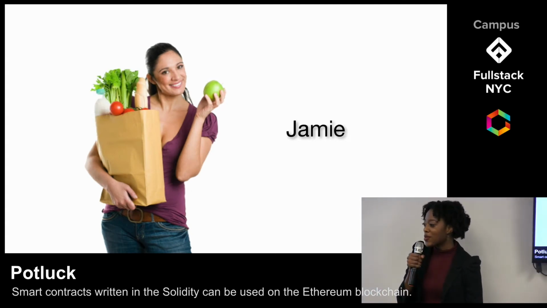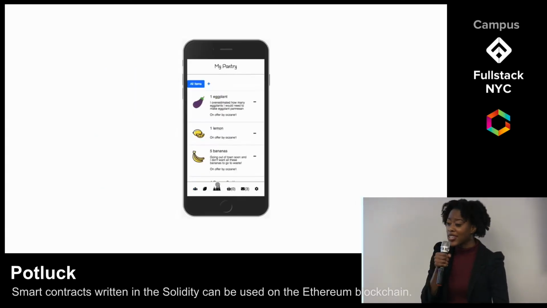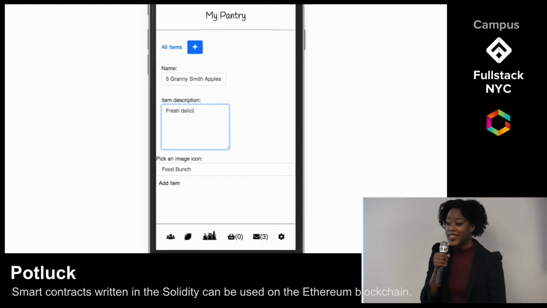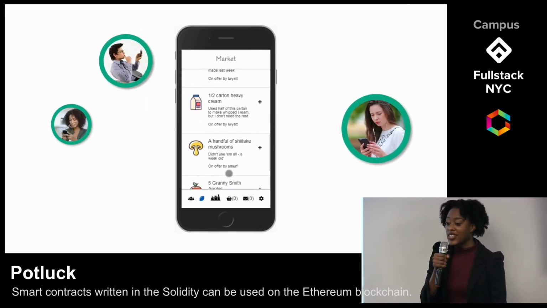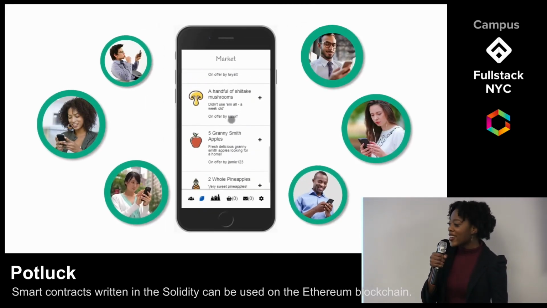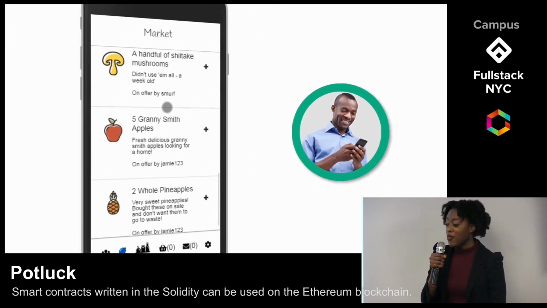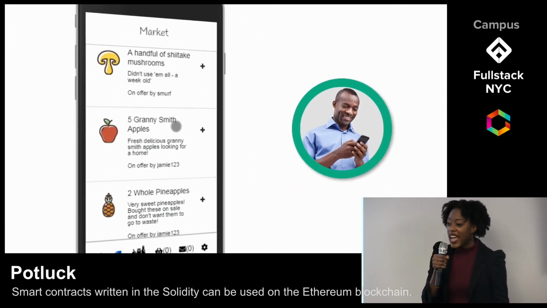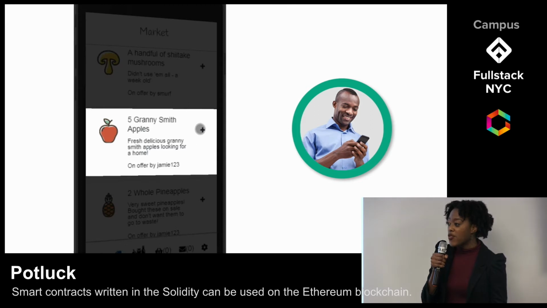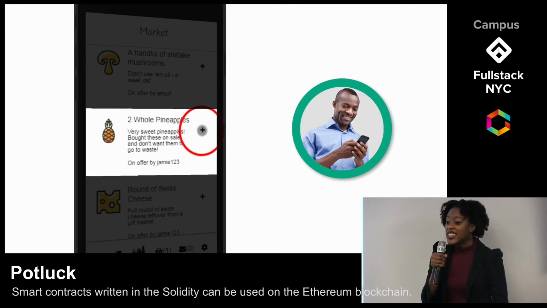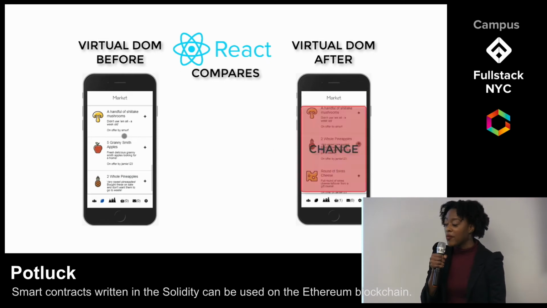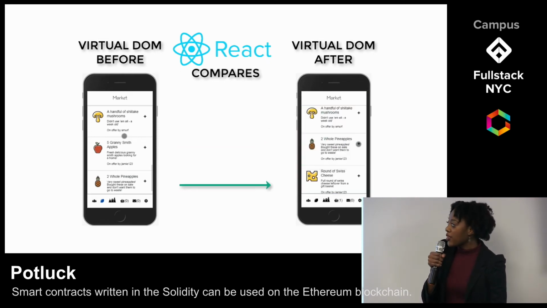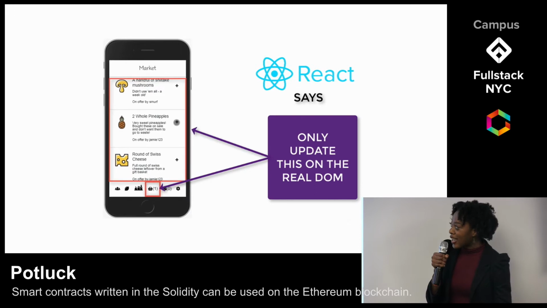So here's Jamie. She bought a big bag of apples and there's no way she can eat them all, but no worries because Potluck is here to help. She just adds them to her pantry and now everyone in her network can see that she has apples up for trade. Mark is in her network, so let's take a closer look at Mark's rendered view. When he selects the apples, it updates the state of the app, removing the item from his market. This is due to React's ability to quickly make and compare changes in a virtual DOM, only updating the view with the items affected by the change.